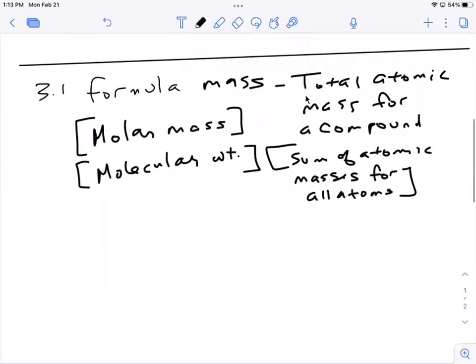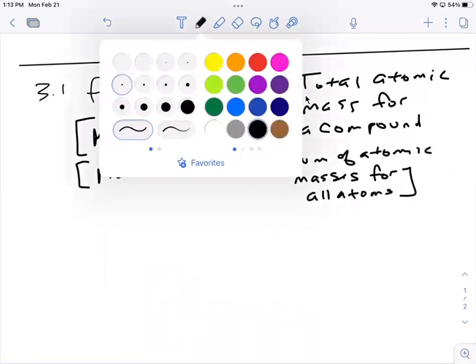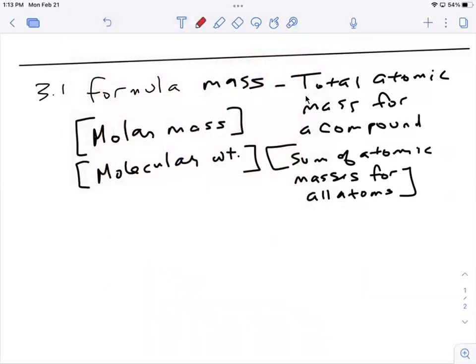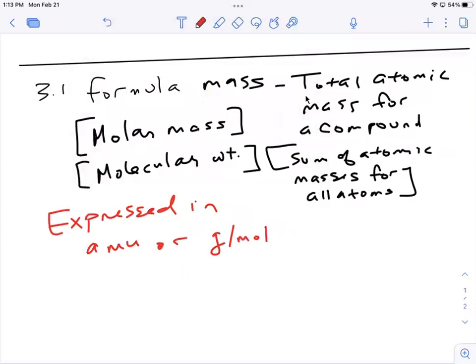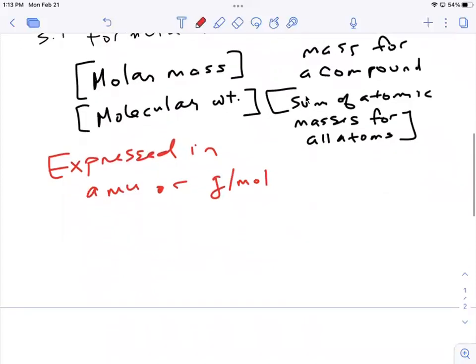And you can express this in AMU, which we're going to do initially, but you can also express it using another unit called grams per mole. Right, so AMU, grams per mole. We're going to start out with AMU simply because that's what we're used to up to this point. We haven't discussed how grams per mole actually works or how we're able to get to that expression, but we will talk about that shortly. So we're going to start out in AMU.